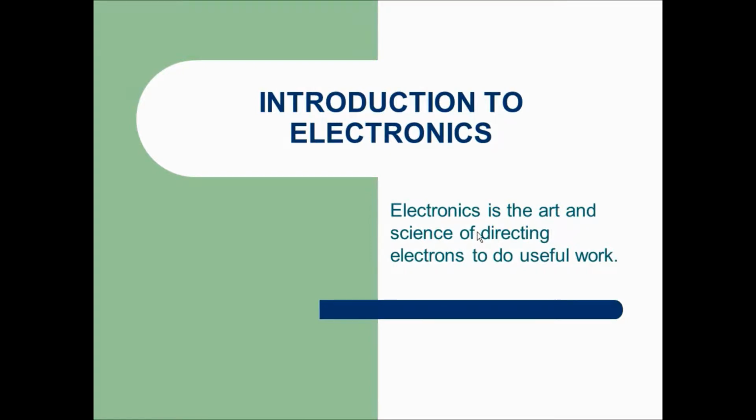Introduction to electronics. When you switch on your electric bulb, electrons flow from your power source through your wires to the bulb, therefore converting it to light. So, I will define electronics as the art and science of directing electrons to do useful work.